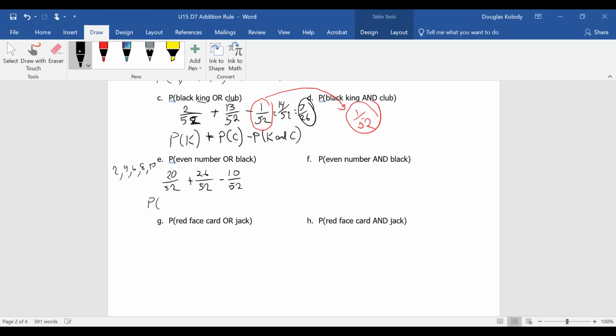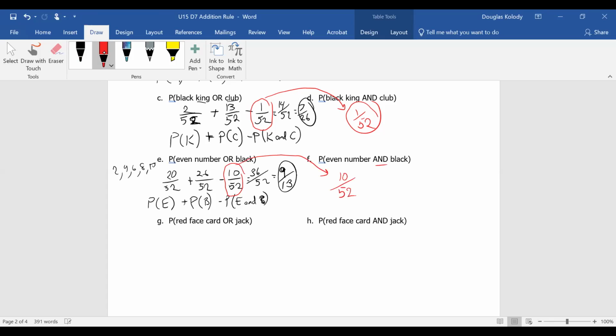Again, it's the probability of being even plus the probability of being a black card in the deck of cards, minus the probability of being both an even number and a black card, clubs or spades. So that's 46 minus 10, which is 36 out of 52. 36 out of 52 reduces to 9/13. Once again, the answer to part F is right here in part E. Even number and a black card, they are just the 10 numbers out of 52 that are part of both groups. So that's 5 out of 26.